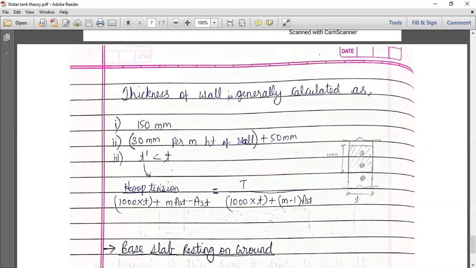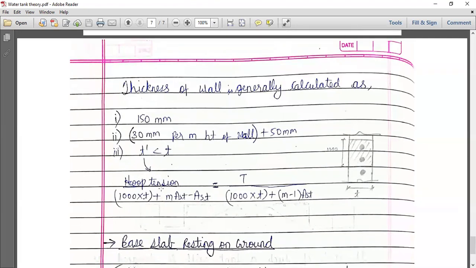So what is the third criteria? T dash का equation कैसे दिया है? T dash is given by hoop tension T upon 1000 into T plus M minus 1 into AST. ठीक है, so when you equate this with the, ये जो T है ये permissible है, जो टेबल से मिलेगा depending upon the grade. So if you equate this, you will get the value of thickness.